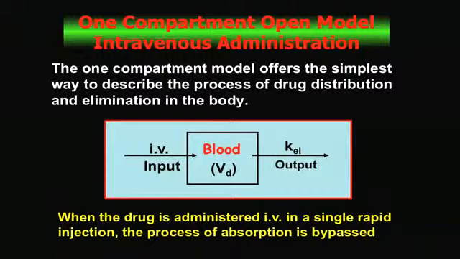Again, this shows a one compartment open model with IV administration. You've got one compartment here, that being the blood. You've got intravenous input going into the blood, and then you've got output at some rate, K elimination. And notice, as I said earlier, when the drug is administered IV, in a single rapid injection, the process of absorption is bypassed. Okay. Notice, by the way, there you have V, that's the volume. The D there means distribution, something called volume of distribution that we'll talk about here momentarily.